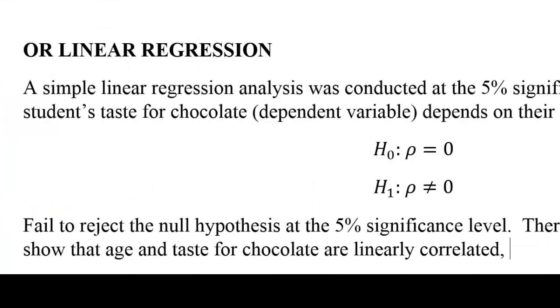And if you reject the null and it's linearly correlated, then you should say something like, well, I'm going to go ahead and write it in this, although this doesn't really make much sense. I'm going to say approximately r squared amount. So approximately 1% of the variation in taste for chocolate is explained by the least squares regression line.